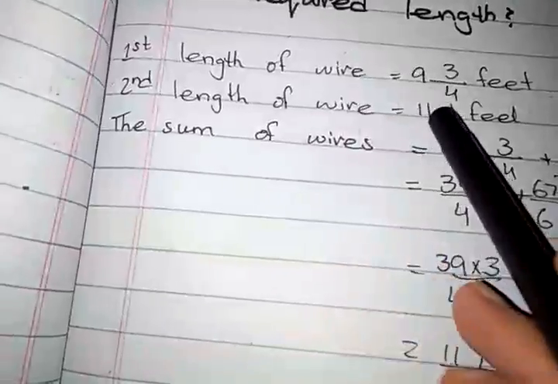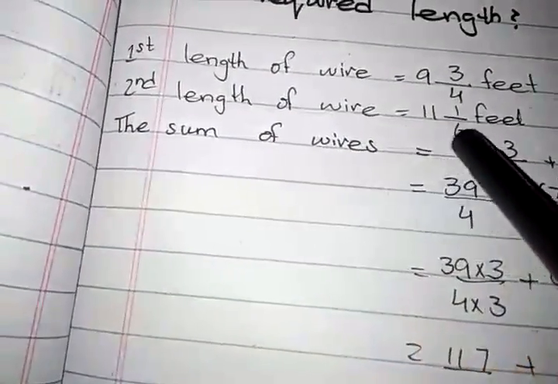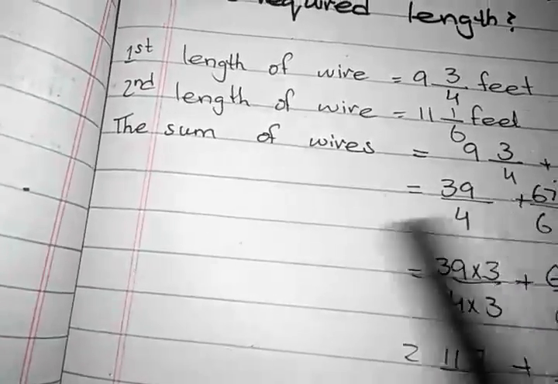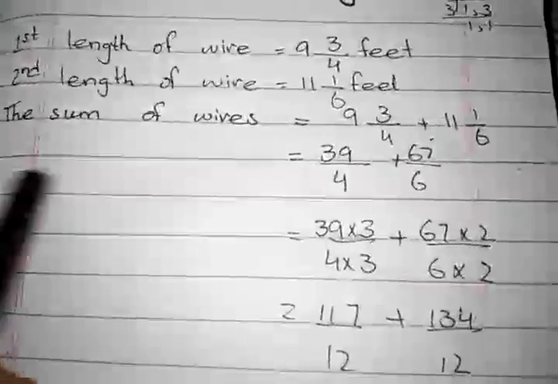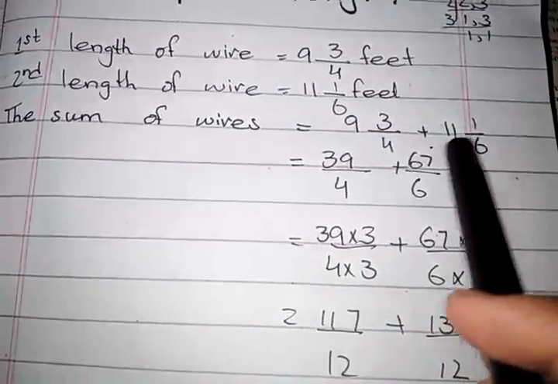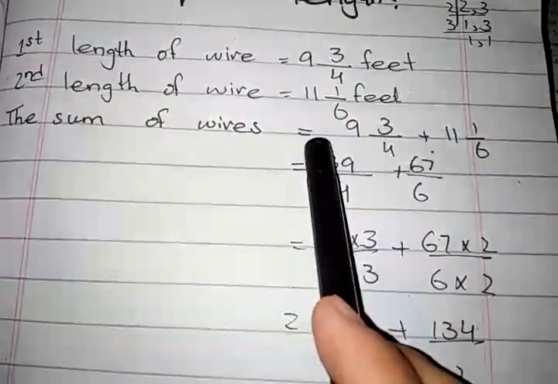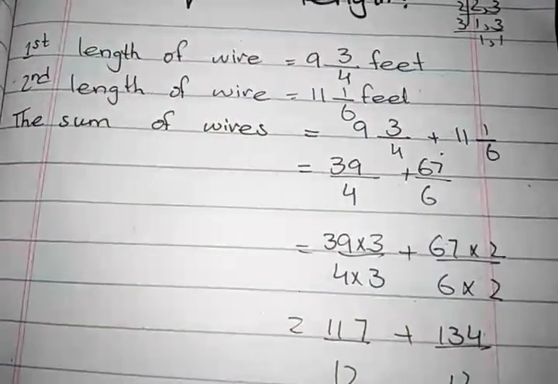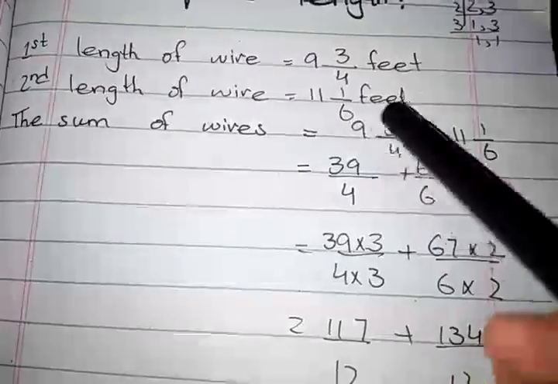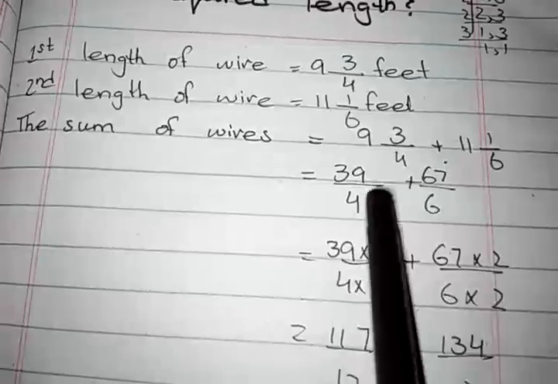First length of wire is equal to 9 whole number 3/4 feet and the second length of wire is equal to 11 whole number 1/6 feet. The sum of wires is equal to 9 whole number 3/4 plus 11 whole number 1/6. Students, as we know, we can't add the fractions because these are mixed number fractions. First of all, we have to convert them in simple fractions.